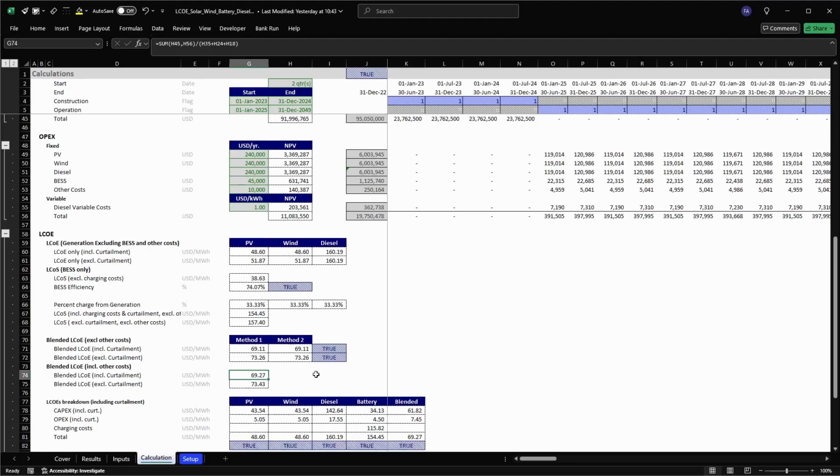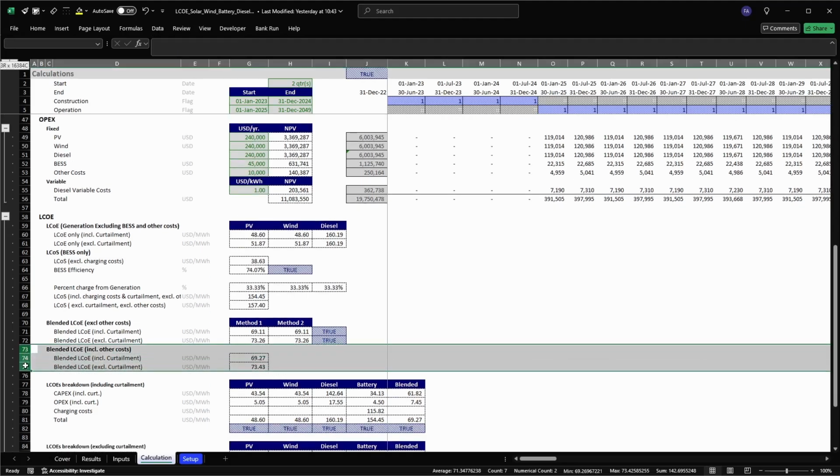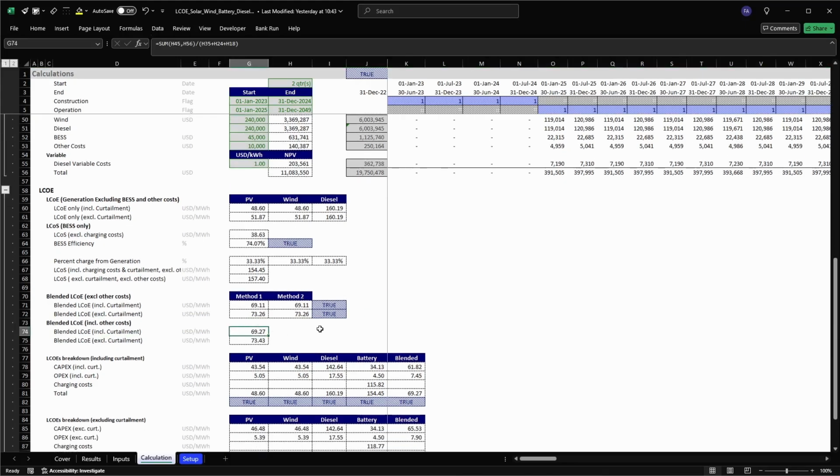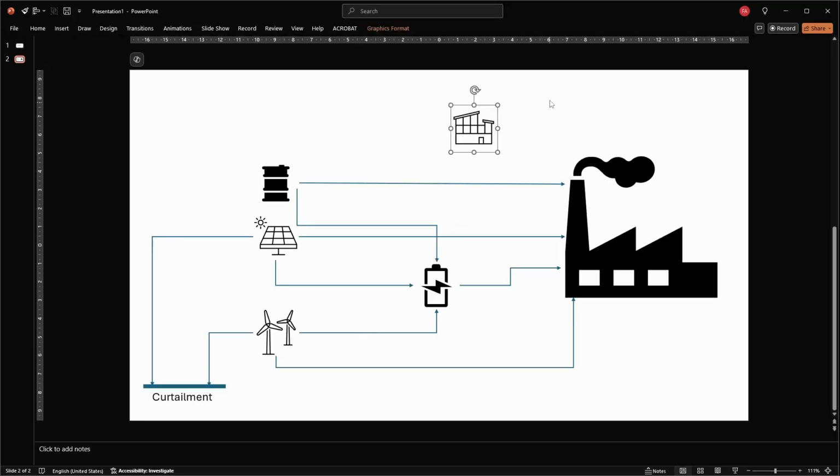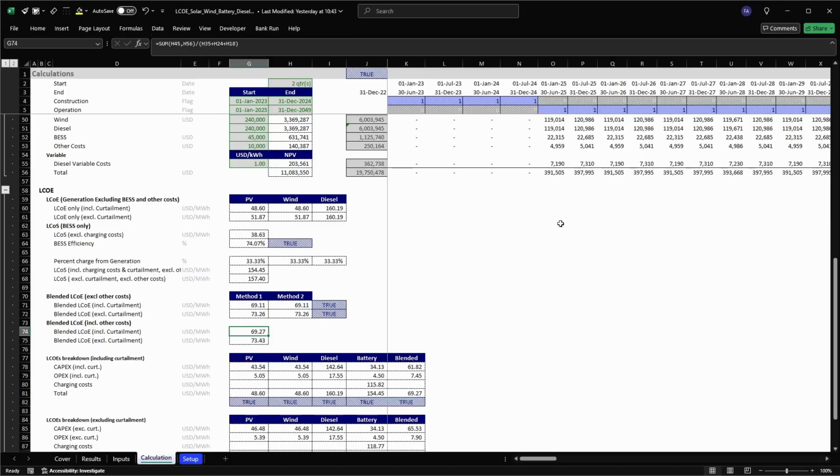Well, next I'm going to calculate the blended LCOE, including other costs. That's what I'm doing here now. And to do it, now the assumption is that I'm just getting the total cost, capex, total opex, I NPV them, and I divide by the energy flows to the load, including and excluding the curtailment. And that's what I have here.